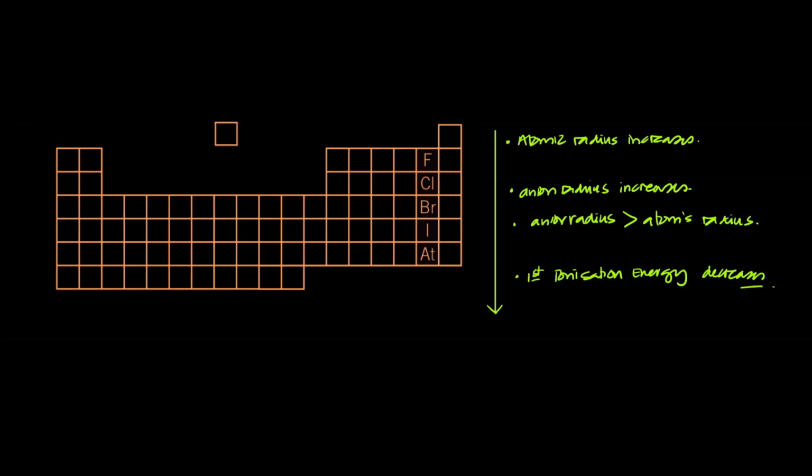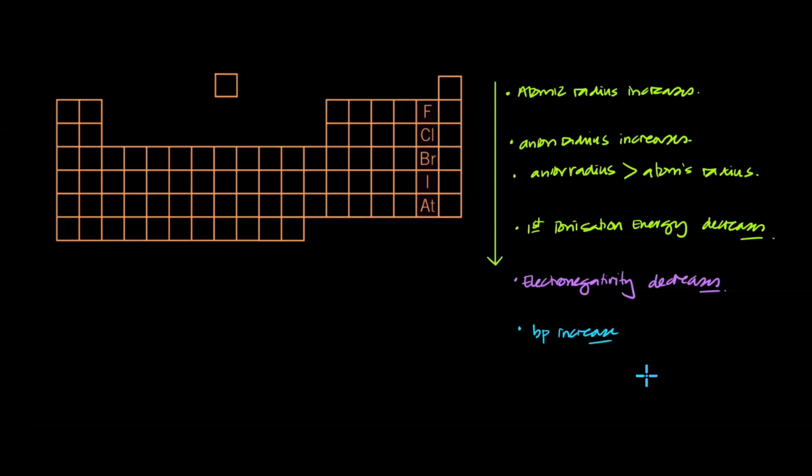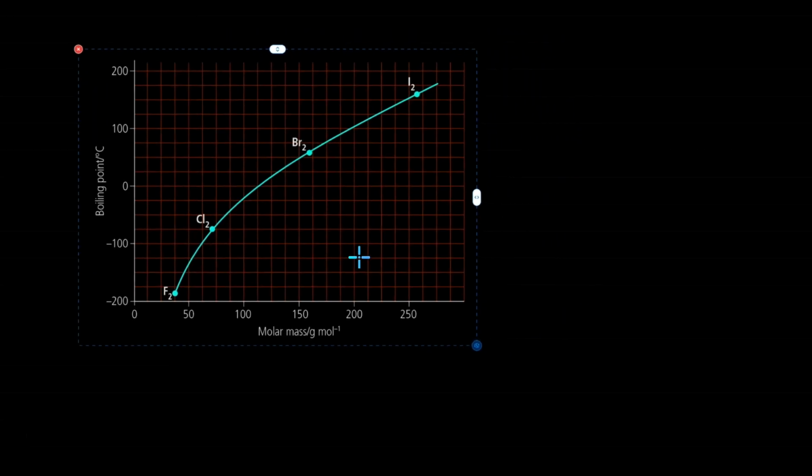And one more thing you must know as you go down the group, the electronegativity also decreases. Electronegativity decreases down this list. The guy on the top is the most electronegative. The guy at the bottom is the least electronegative. And the next property that we'll talk about is that down the group, boiling points also increase. Okay, down the group. And that's the graph I want to show you guys.